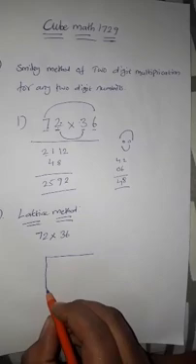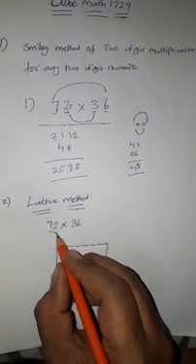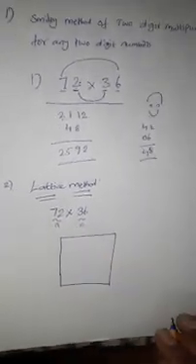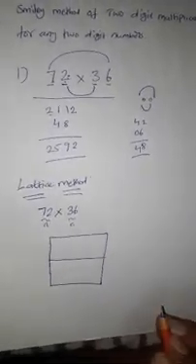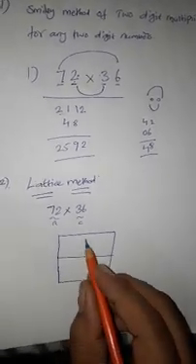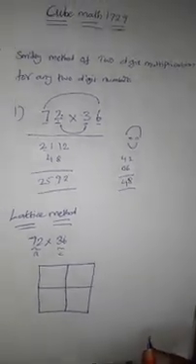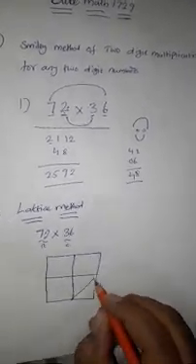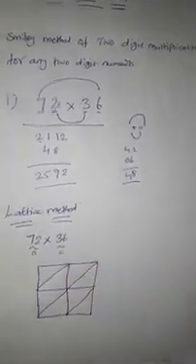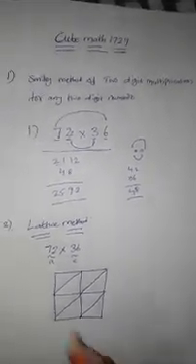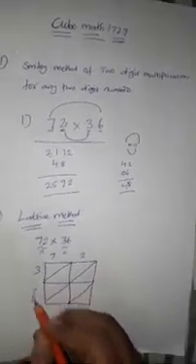First you have to draw one square. Consider that this will be the row and this will be the column. In that row, how many digits are there? 2 digits. So you have to make 2 rows. In that column, how many digits are there? 2 digits. So you have to make 2 columns. I made 2 rows and 2 columns. After that, connect the diagonal of the boxes, which I am going to connect here. After that, take and write in the row the numbers 7, 2, and in the column 3, 6.